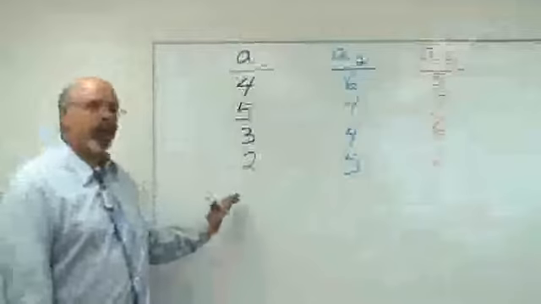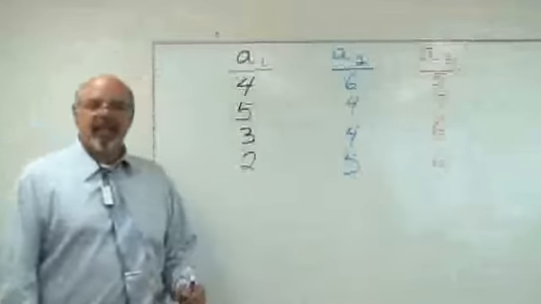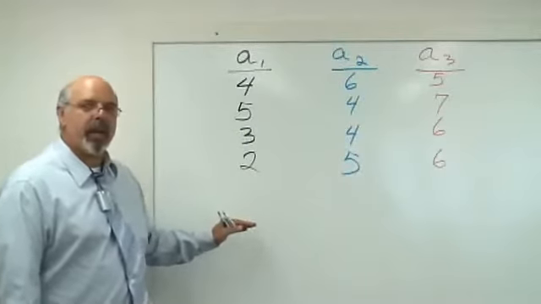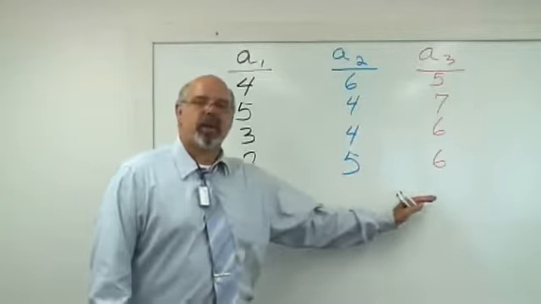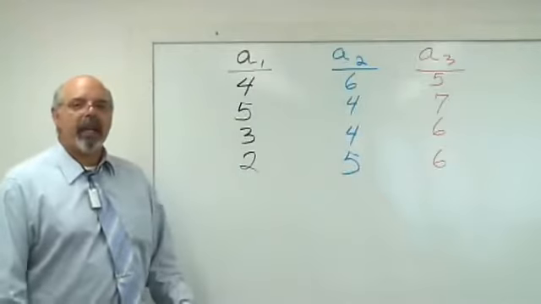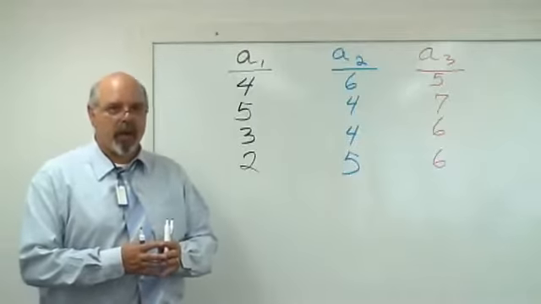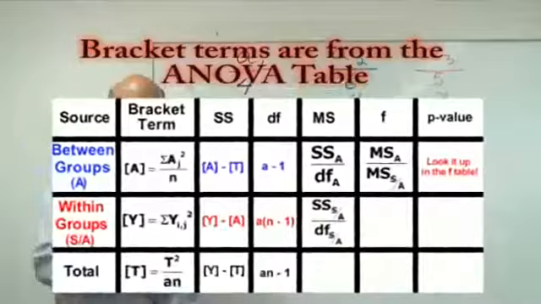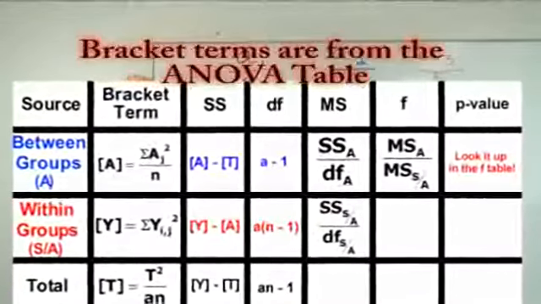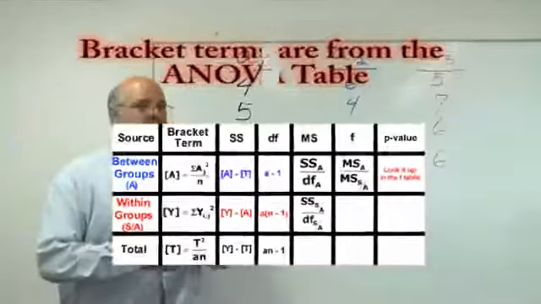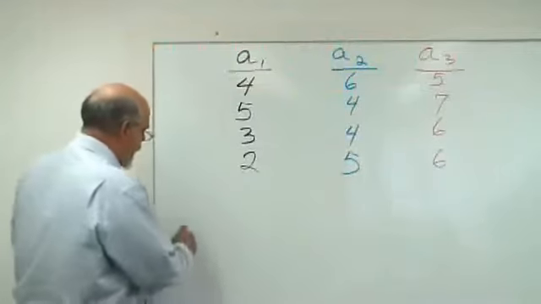We're going to do an F-test today, a real short example of one. An F-test compares the variances between at least 3 different groups, so we have a baby problem here. You need to figure out what the bracket terms are first. The first bracket term is the A bracket term.